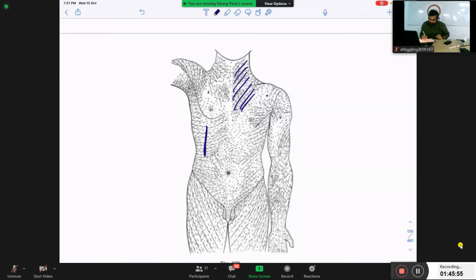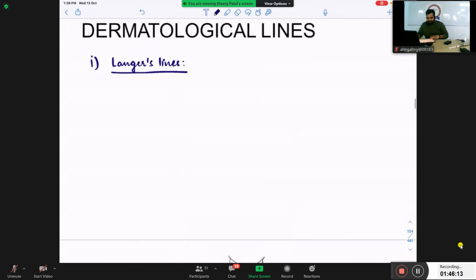Because you are cutting down the collagen fiber. Now, when will be the wound healing? It will be healed with the hypertrophic scar. So if you are making an incision like this, what will happen? There will be the minimal hypertrophic tissue. So that is why you should remember the importance of the Langer's line.